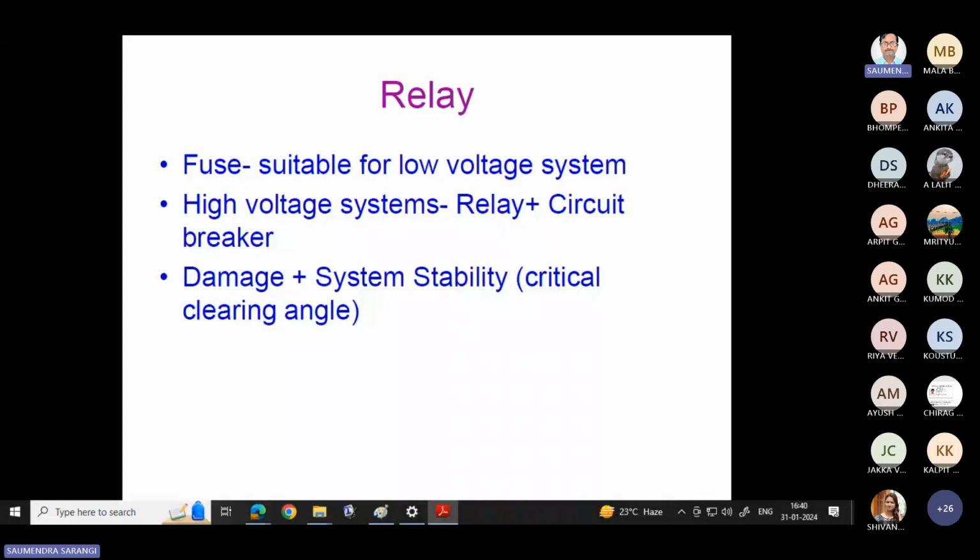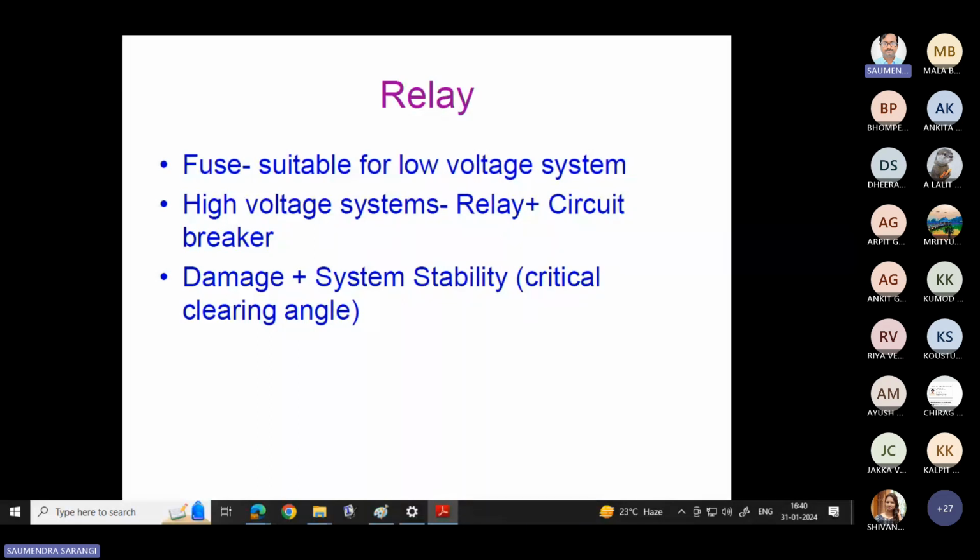So when the power system is operating, if you want to disconnect the circuit within a fraction of a second, but you are not disconnecting the fault, then what will happen? The generator will oscillate and the delta will continuously increase. When the delta increases, after some time it will go unstable.